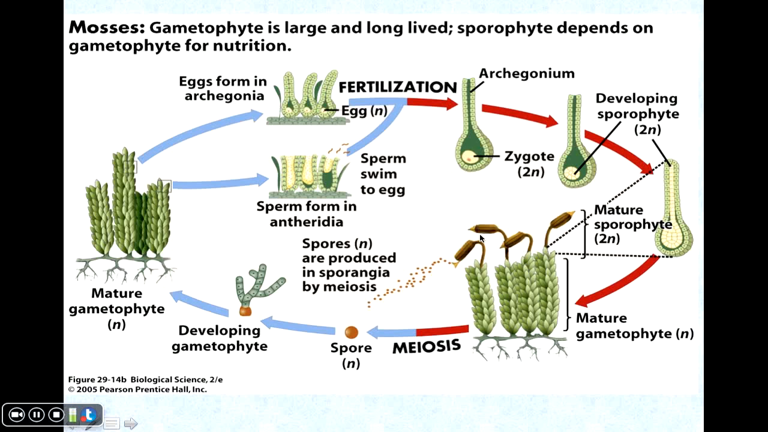So the sporophytes, again, they produce spores. At the top of the sporophytes are these spore capsules, which contain cells that are specialized to undergo meiosis. And again, meiosis produces spores, which are haploid.